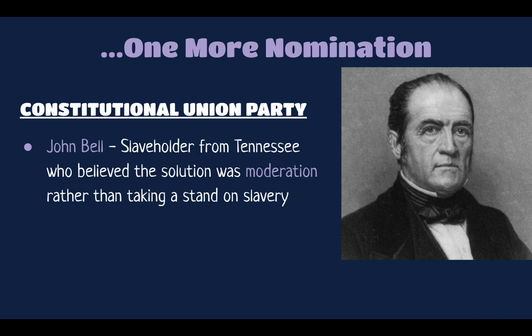However, there is one more individual that's thrown into the mix here. There is a Constitutional Union Party, which is led by John Bell. He's a slaveholder from Tennessee, and when we look at a map, we'll see why that is significant, who believed that the solution to this issue was moderation rather than taking a stand on slavery. And so his number one objective, and the number one objective of the Constitutional Union Party, is to keep the country together, so focus on the Constitution rather than on issues like slavery.